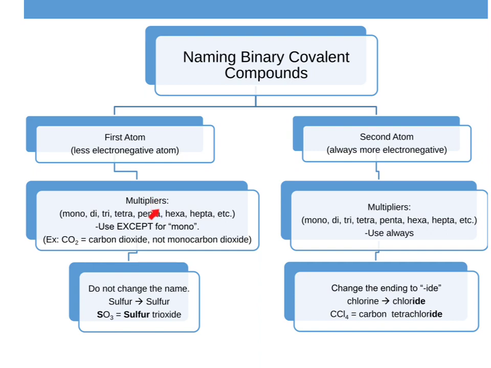For the first atom here, you do use multipliers, right? Like all the ones I showed you on that previous slide, mono, di, etc. But the key thing to know here is that we do not start with mono. Like you don't say monocarbon dioxide, you just say that it's carbon dioxide. So right, we don't use mono for that first atom ever. You just never put mono there.